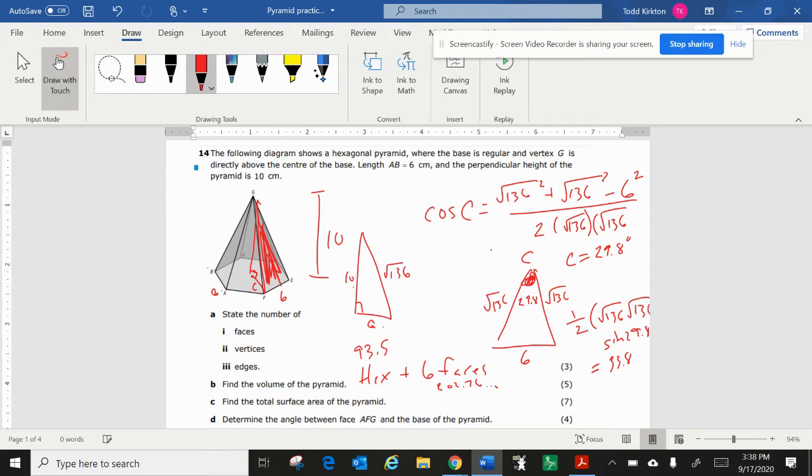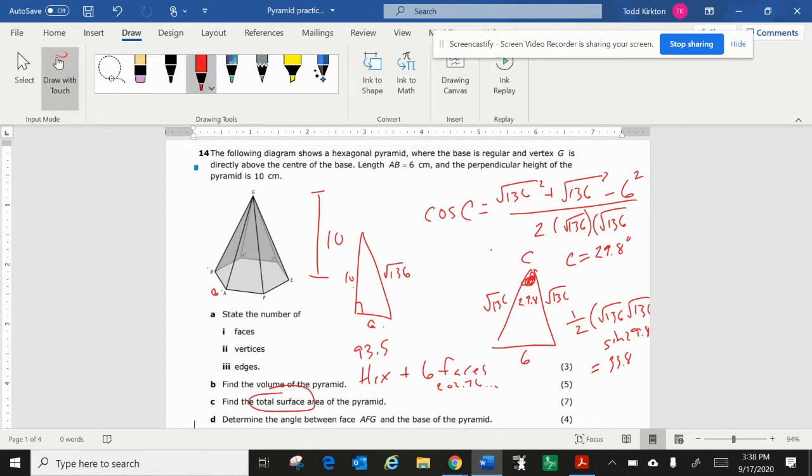202.76, some other numbers. But I need to add 93.5 to that because that's the base. So you get about 296. Depends on where you round it. I'm not going to worry about the rounding as much on this. So that's the total surface area, which is the hardest question, I think, to figure out usually because there's so many parts to it. Okay.